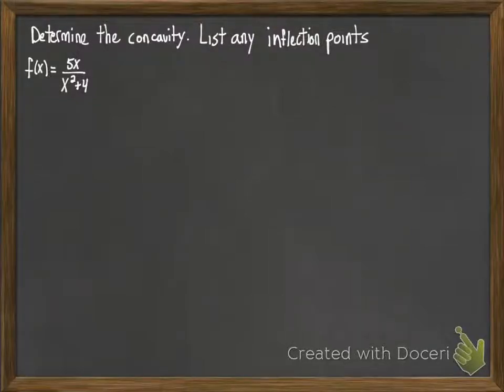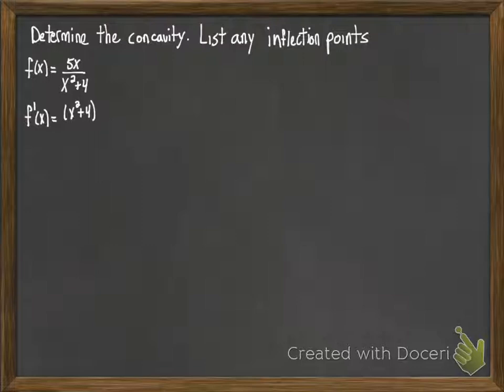Okay, so now we have another example where we once again want to find the concavity and points of inflection. This time the function's a little bit more complicated. Here we have a rational function, 5x over x squared plus 4. So we begin, though, since we're talking about concavity, we have to find our second derivative.